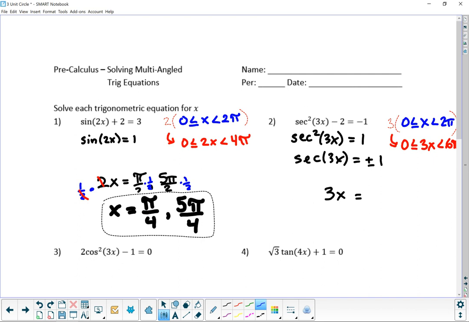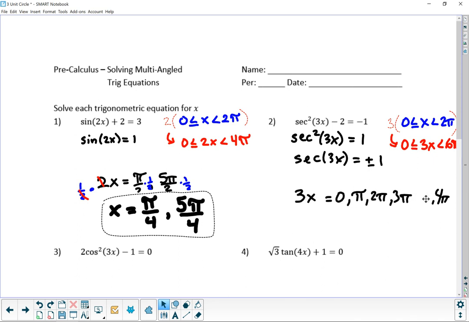So 3x equals 0, pi, 2 pi, 3 pi, 4 pi. Sheesh, need more space. And 5 pi. Okay. So this is where we went. We're on 3x right here.